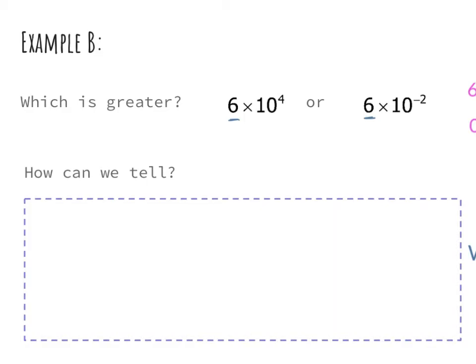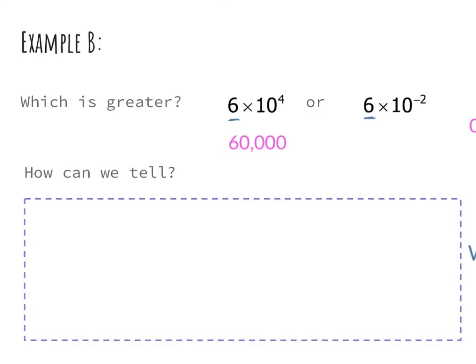Now, we could just move our decimals like we just learned, and then we would get numbers, and that would be easy enough for us to tell. But there's a much faster way. Let's start by moving our numbers and seeing which one is larger, and then we'll talk about the faster way. Since I've got 6 times 10 to the 4th, I'm going to be moving my decimal 4 times. And when I do that, I end up getting 60,000 because I moved my decimal place 4 times to the right.